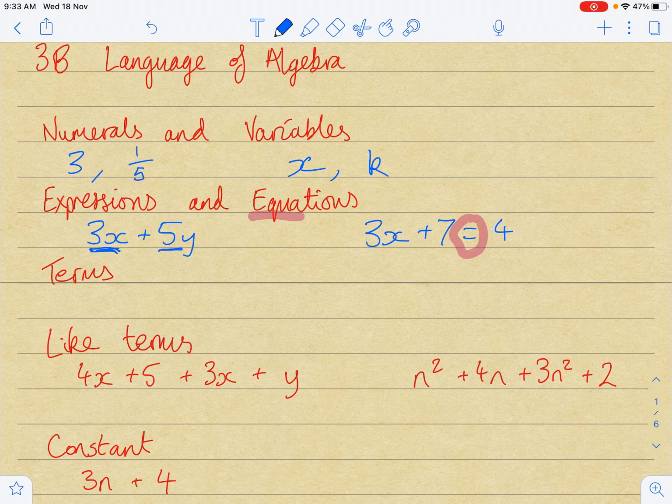Terms are just the parts of an expression or an equation. So this expression here has two terms. 3x is a term, 5y is a term. They're just the parts of an equation or an expression.